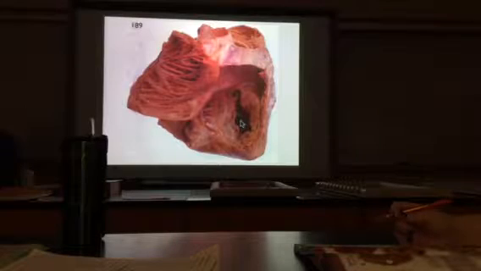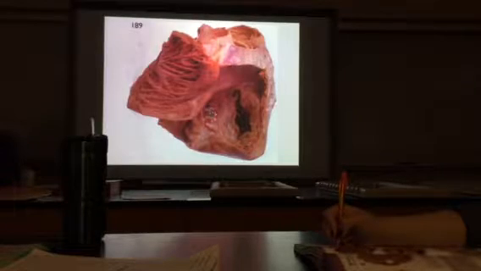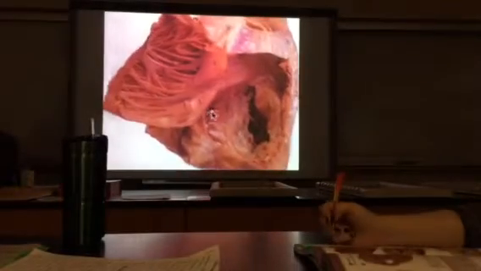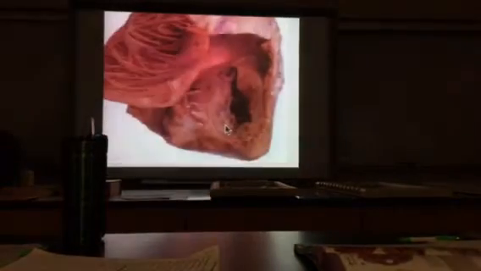This is the ventricle, and here's the tricuspid valve. The interatrial septum was where the arrow indicates, so it's not in the view, but the arrow is pointing to where it is. And then this is inside the atrium.